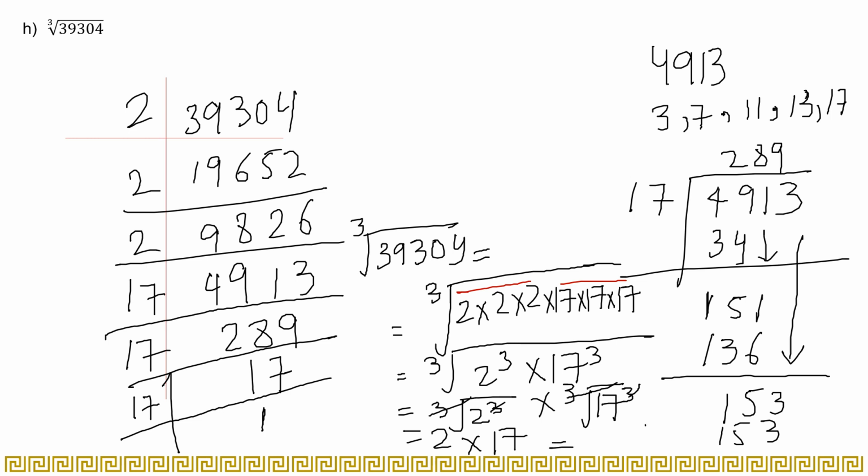Now 2 7s are 14, 2 1s are 2 3. That means cube root of 39304 is equal to 34, which in other words means 34 multiplied by 34 multiplied by 34 is equal to 39304. And in this way you will solve for any kind of number that is given to you.